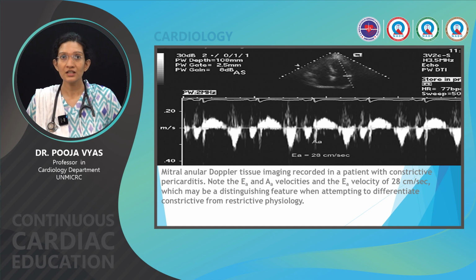restrictive physiology. So one of these is mitral annular Doppler tissue imaging, which is E dash. Here we can see that E dash is 28 cm per second. So that is a distinguishing feature when we want to differentiate it from the restrictive physiology.